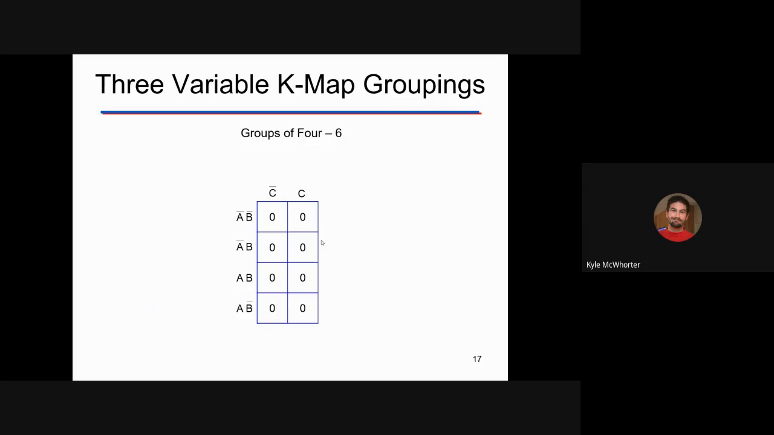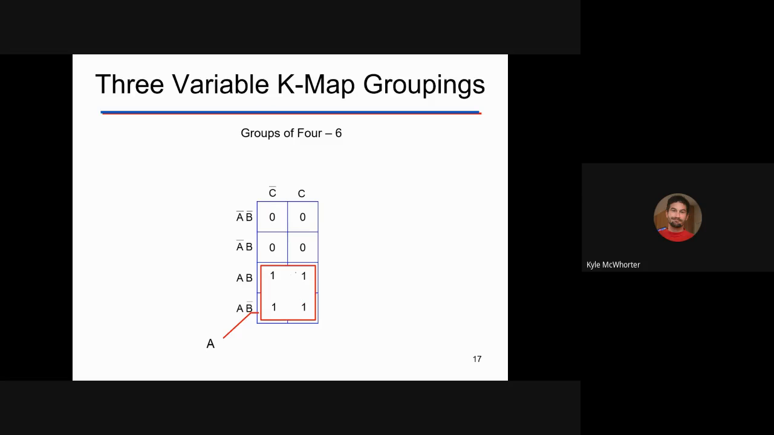Or you can have groups of 4. There's 6 ways you can have groups of 4. You can have one there. In this case, all this stuff cancels each other out, and all we're left with is not C. Similarly, we could have 4 in a row here, and that would simplify to just C.